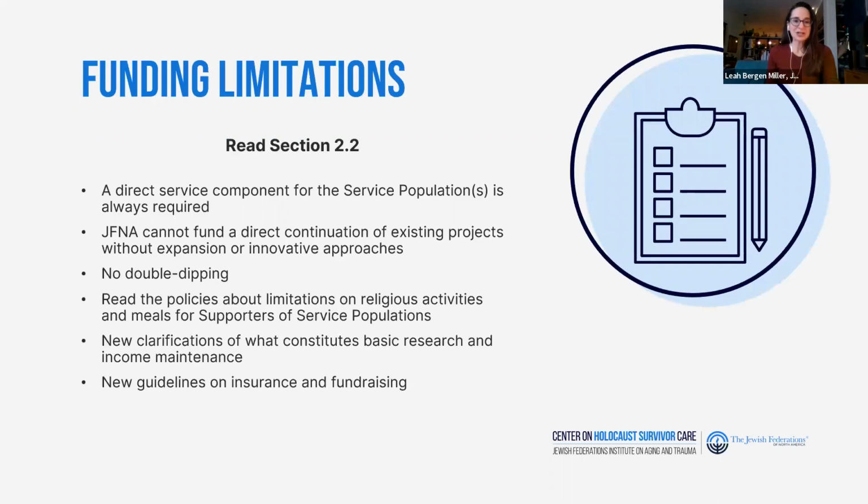For the funding limitations, I suggest that you read carefully section 2.2. I just pulled out a few of them here. What is new is that you must provide direct services to Holocaust survivors, older adults with history of trauma, and their family caregivers. But you can also provide PCTI training, or you can also provide counseling to supporters of service populations. So counseling for certified nursing assistants, for example.